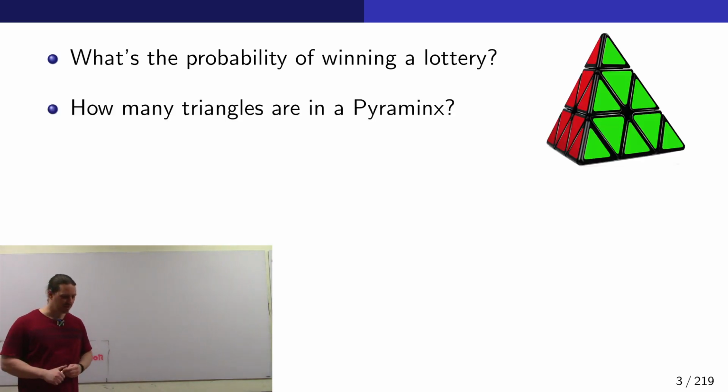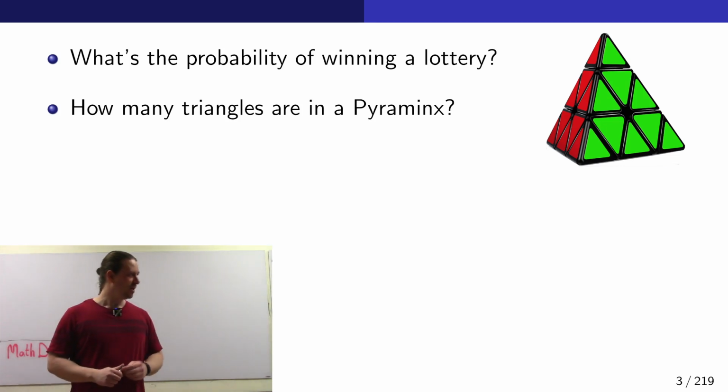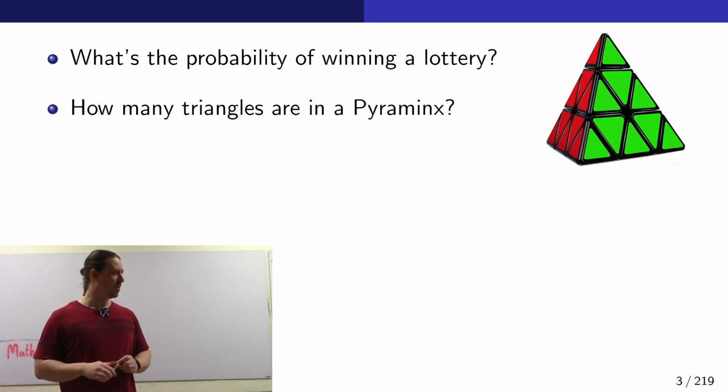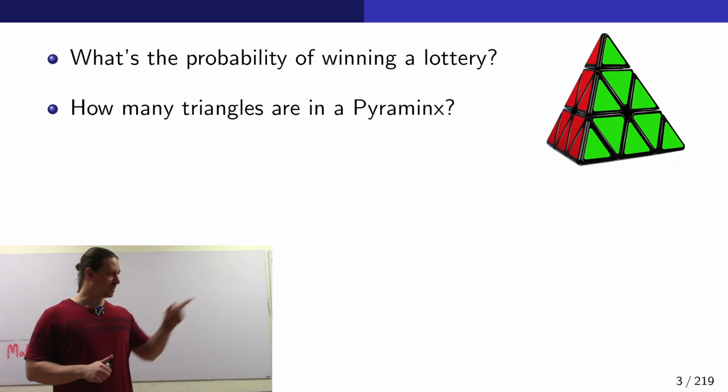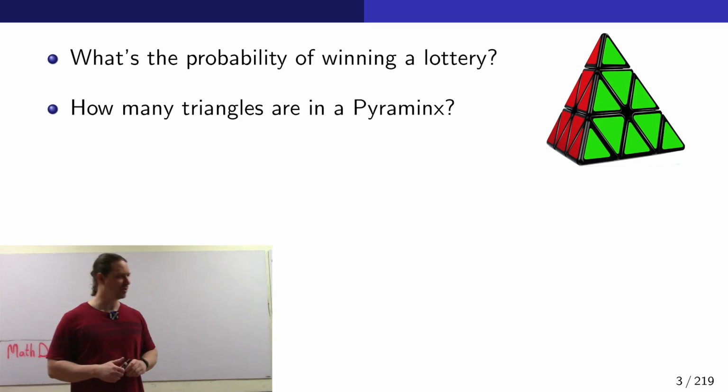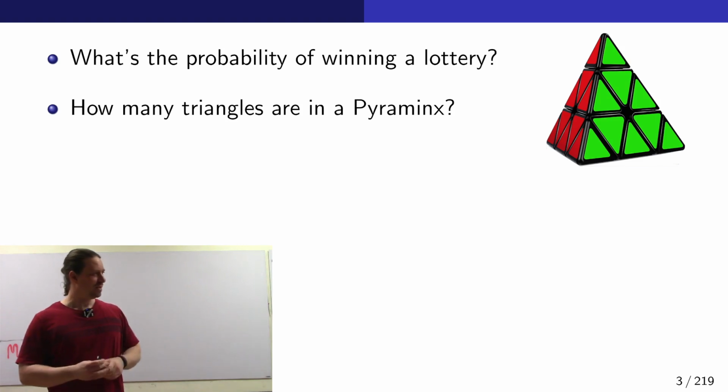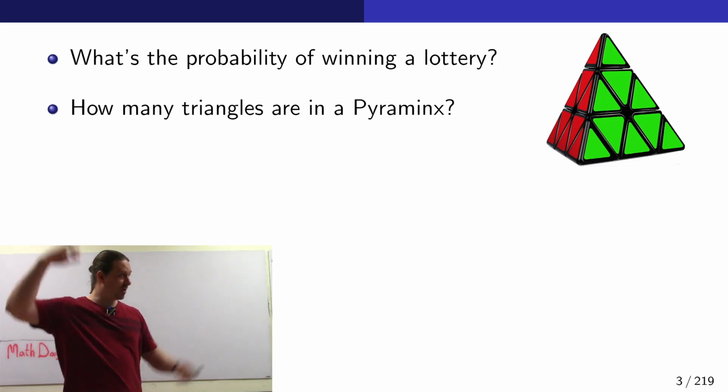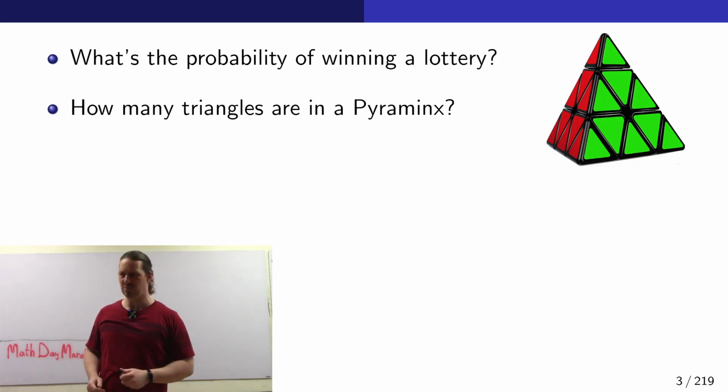You can also just count objects. How many triangles are in this cool Rubik's-like thing called the pyraminx? It is a neat name. That's not too hard to sit down and figure out. You can ask further questions, though. What if this had larger dimensions and more triangles in the face? Could you come up with a general formula?